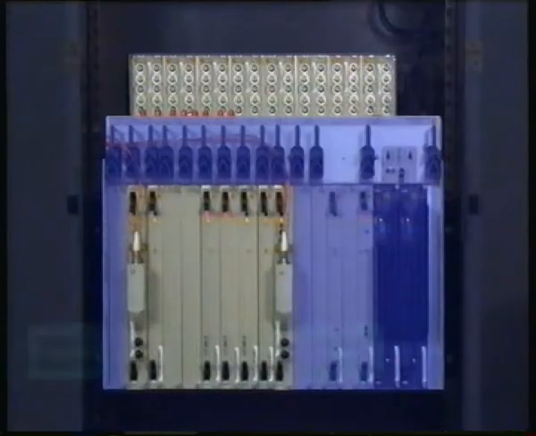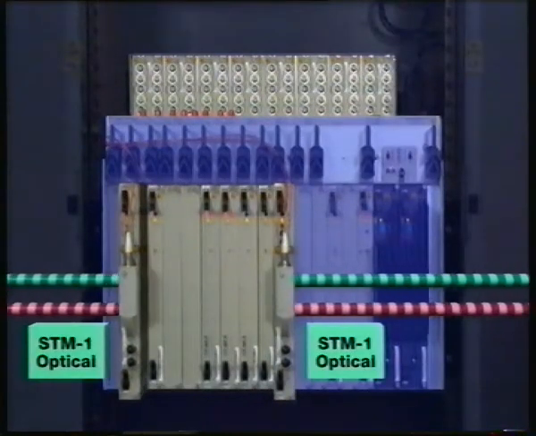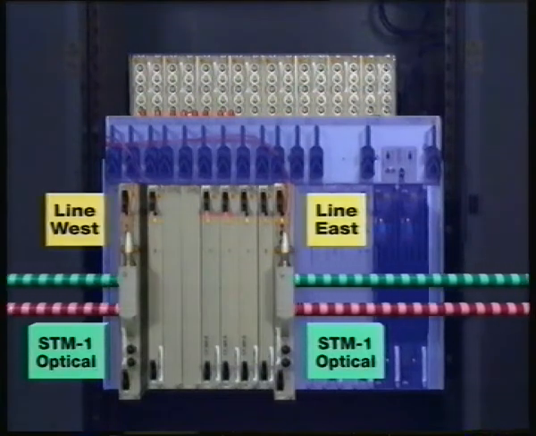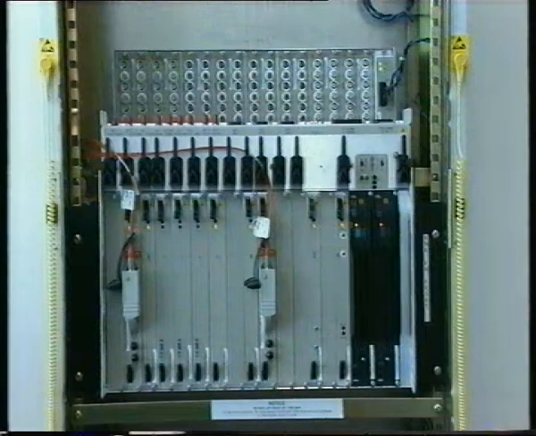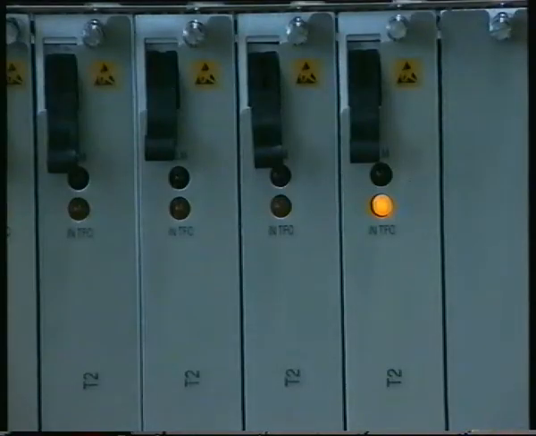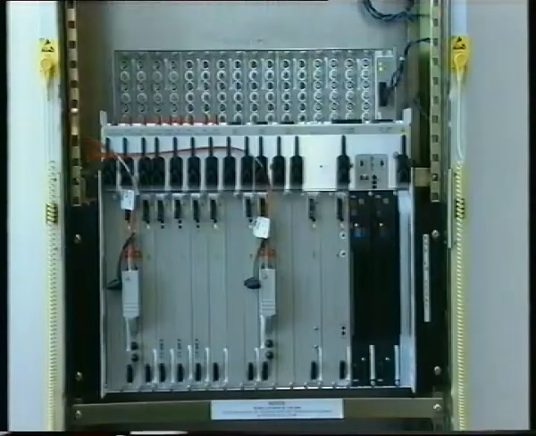Well, there are two line cards that will terminate signals at STM1. These line cards are identified as line card west and line card east. The ADM also accepts a number of tributary cards. In this example, 4 2 megabits per second trib cards have been provided, and as each card will support 16 2 megabit circuits, 64 2 megabit ports are available.